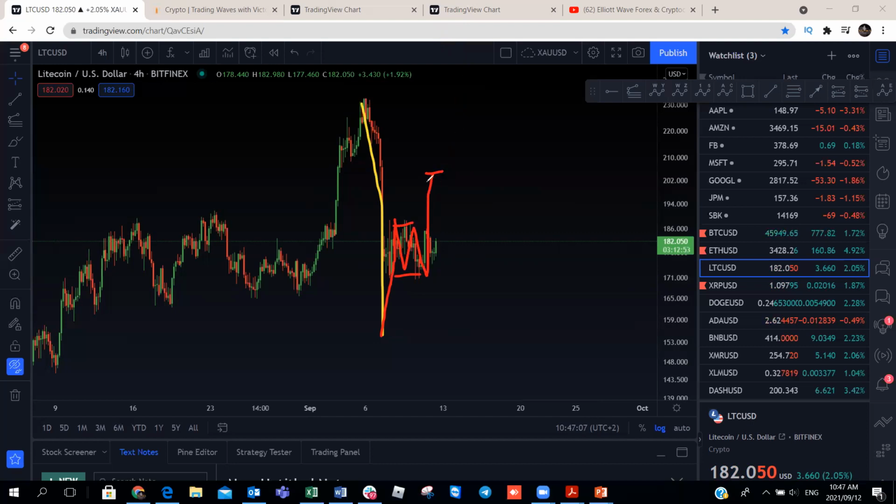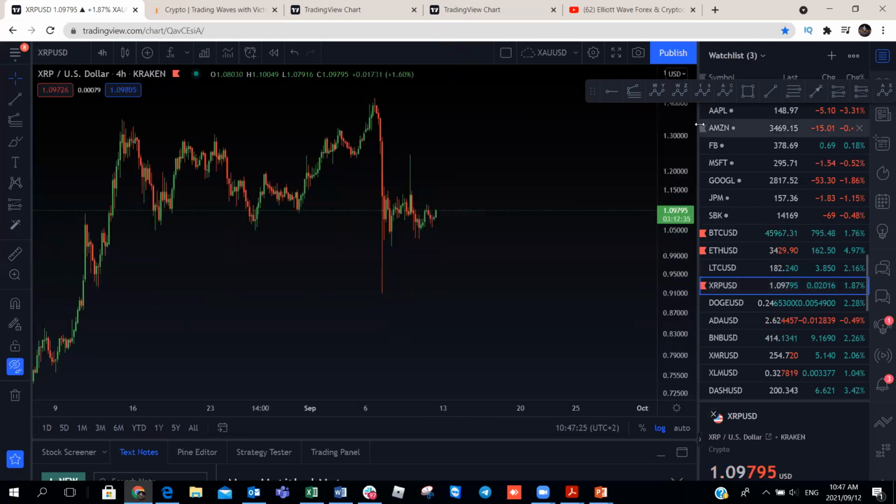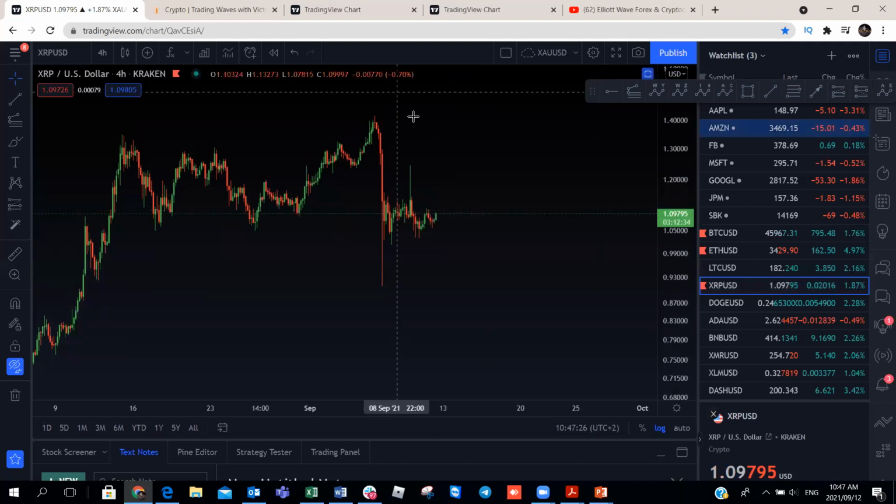If at this level, we're going to look for a continuation pattern to the upside. If it doesn't come, there's a possibility for this, just like all the cryptos. And this is applicable to all the cryptocurrencies: 3 waves and then a move to the upside. XRP, exactly the same. Now, XRP is a bit interesting because with XRP, we've already got this move here. We already have the 3 waves that we're looking at on the others.